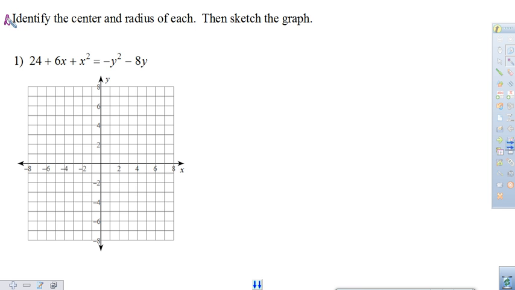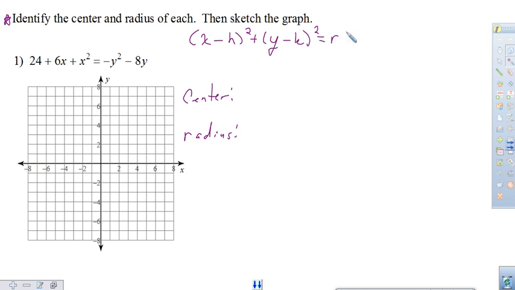The center and radius of each, then sketch the graph. So we need to be able to find the center and the radius. To be able to do this, this is not written in standard form. Remember that standard form is (x minus h) squared plus (y minus k) squared equals r squared. It's not written like that, so we need to make it written like that.